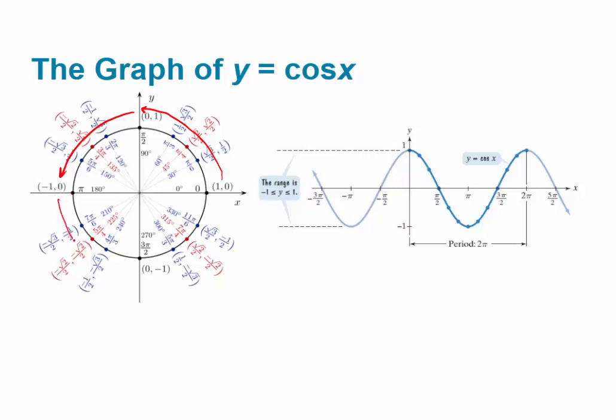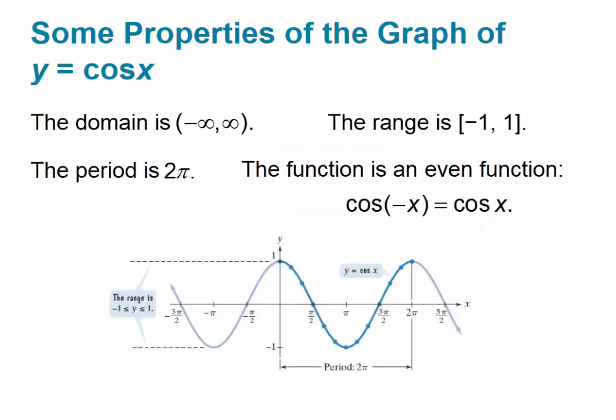Then it will start to increase again back to 0. You can see me increasing back to 0, and then finally increasing back to its maximum value of +1. All right, some properties of the graph of y equals cosine of x.